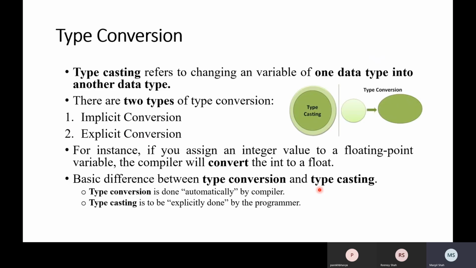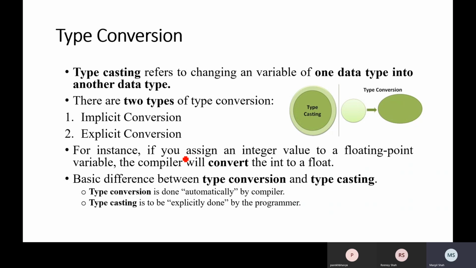Again, there are 2 types. So what is typecasting? Let's see that one. Typecasting refers to changing a variable of one data type into another data type. There are 2 types of type conversion. One is implicit type conversion, that will be done automatically. Another is explicit type conversion.